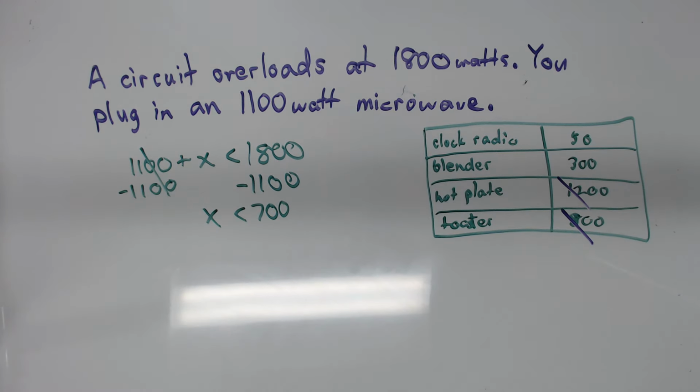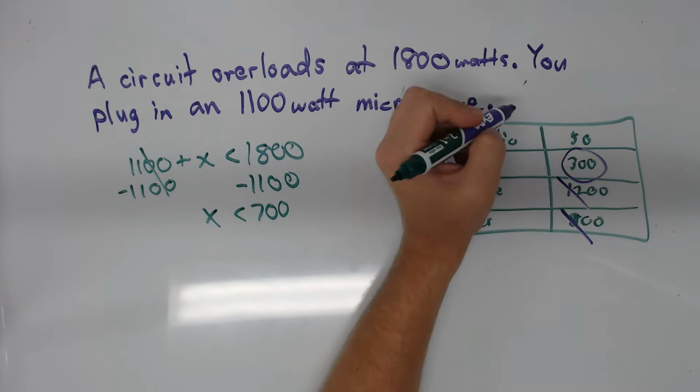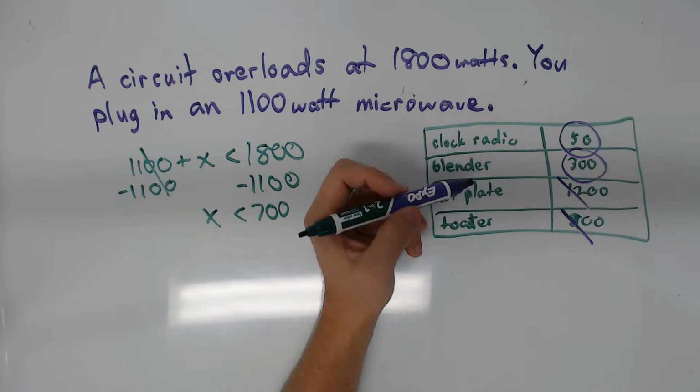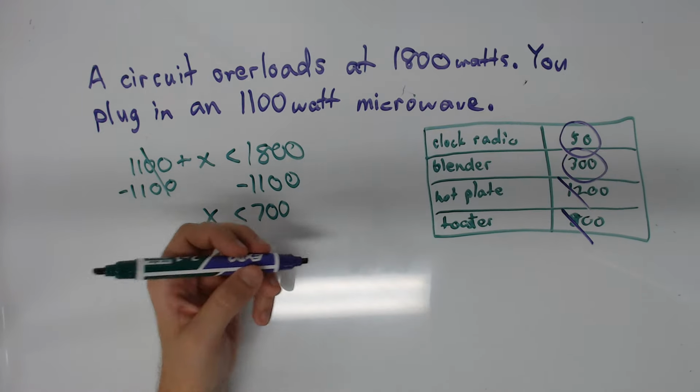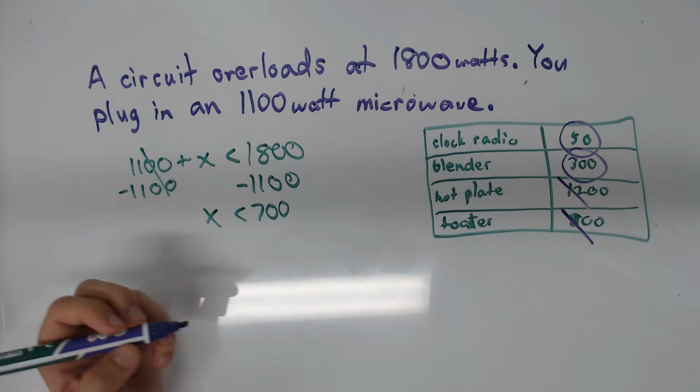But now what about the blender and the clock radio? Well, 300 is less than 700. 50 is less than 700. Can I do both at the same time? Well, that's only 350. So with a nice small table like this, it doesn't get too complicated.